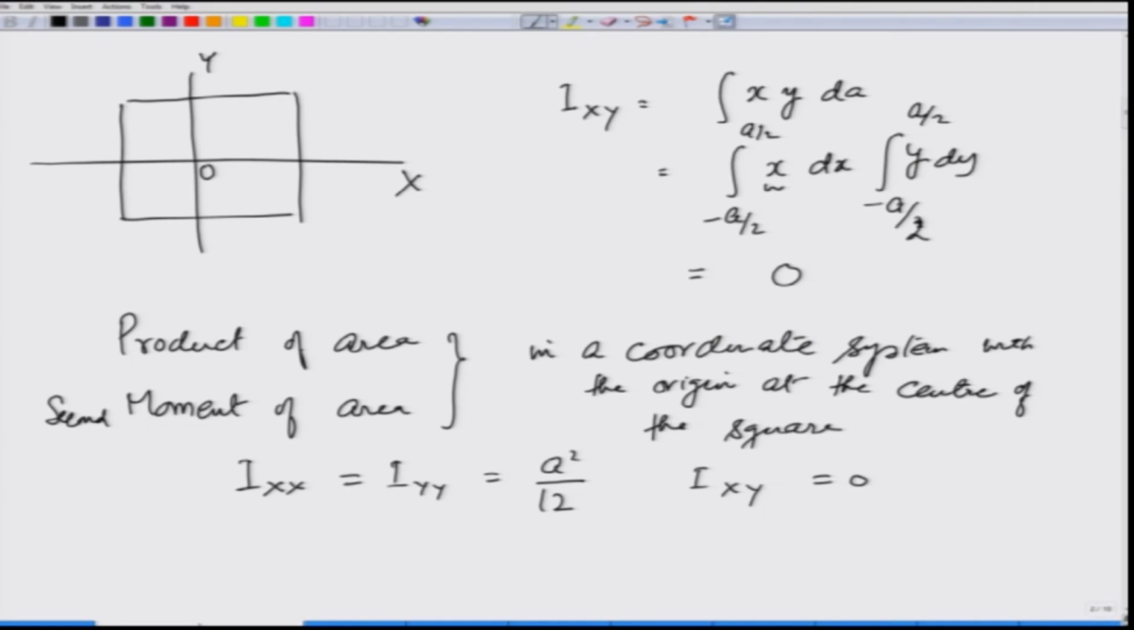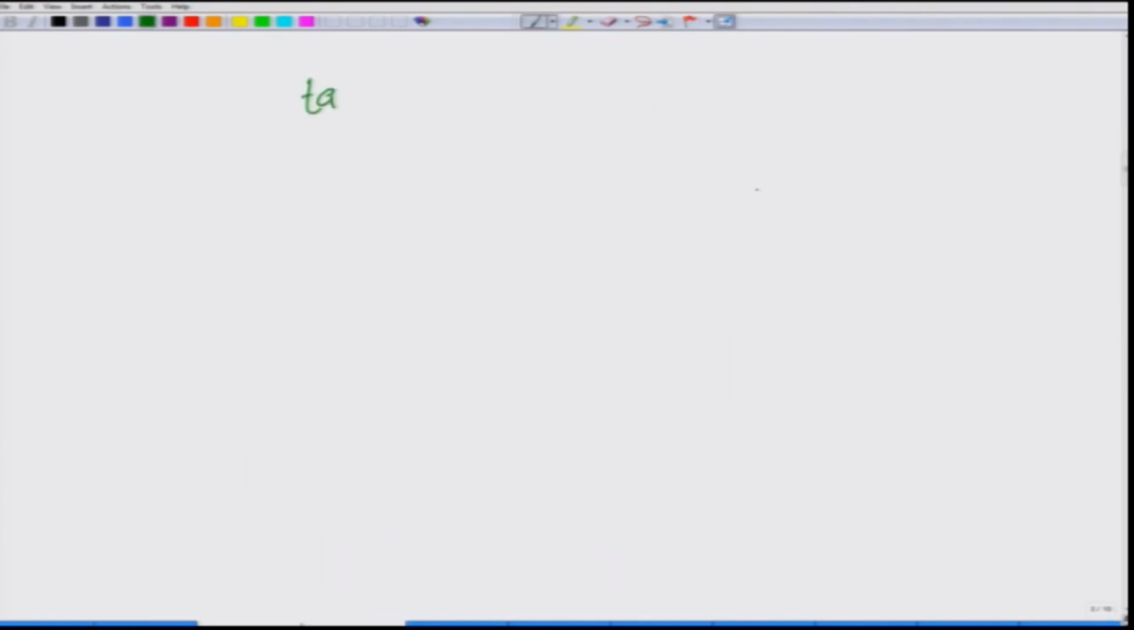Recall, in the previous lectures what we have learnt is that in the principal axis Ixy is 0, and therefore, these axes shown here are the principal axes for this. Also notice in this case that you have tangent 2 alpha is equal to 2 Ixy over Iyy minus Ixx, and this in this case comes out to be 0 by 0. That means I could take any alpha and the axis would be principal axis.